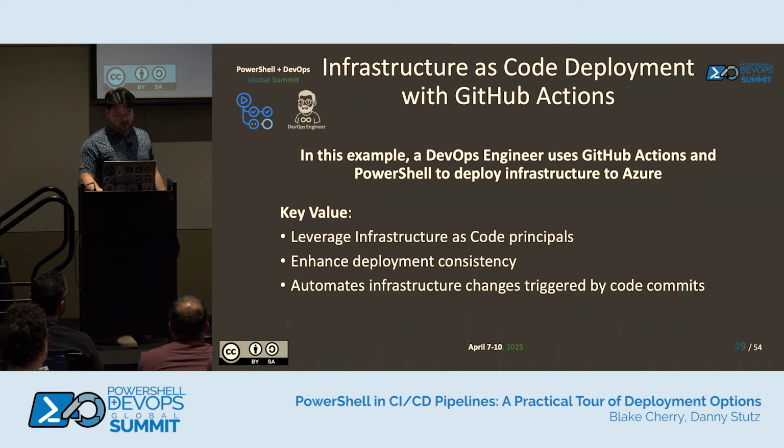So another example is infrastructure as code deployment. If you're a DevOps engineer, you can use GitHub Actions to deploy a specific resource to Azure. Me and Blake are more Terraform guys when it comes to infrastructure as code, but we'll use this as an example. It's another way you could use GitHub Actions. You could use it in Azure DevOps as well, right? It's just different use cases for each of them.